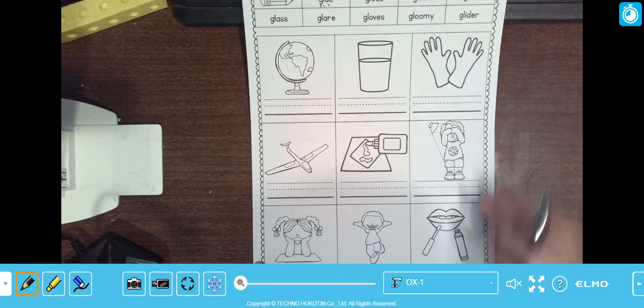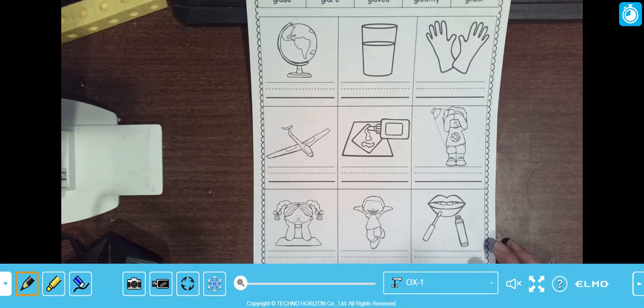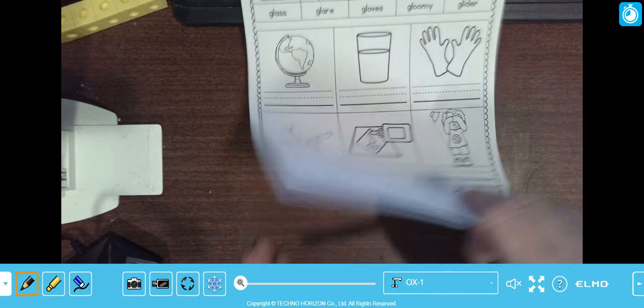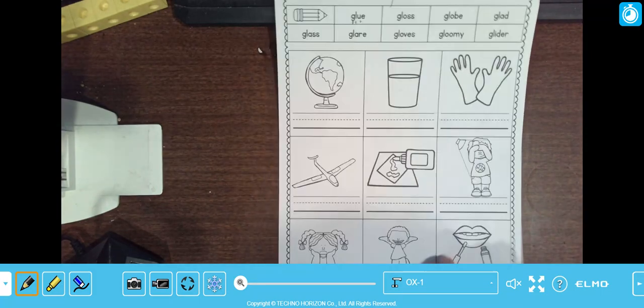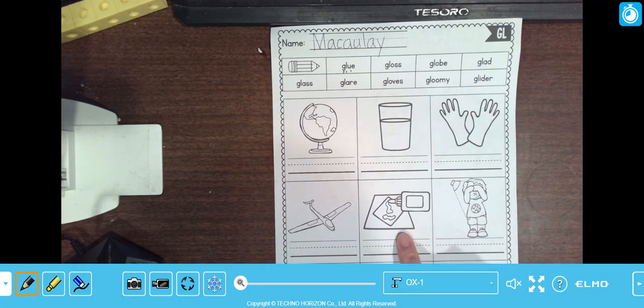Okay, find a picture that matches the word glue. If you said this one, you're absolutely right. This is a picture of someone putting glue on a paper. So let's take this word glue and write it here.